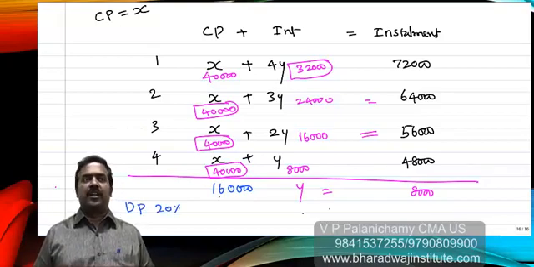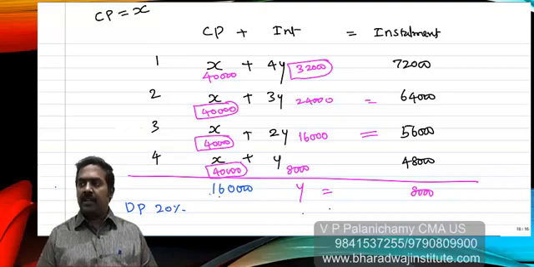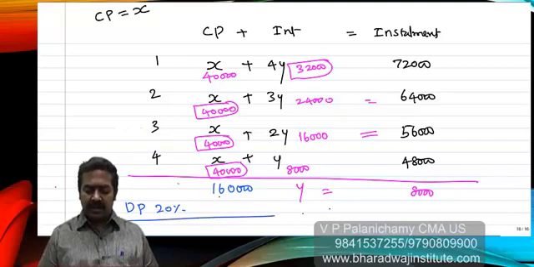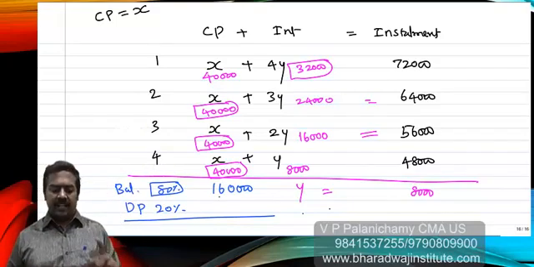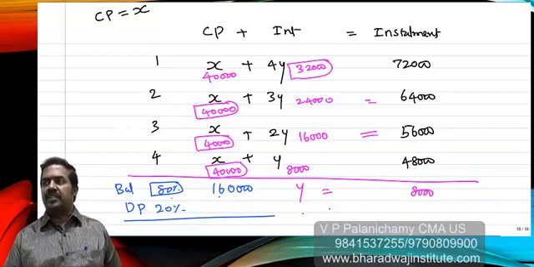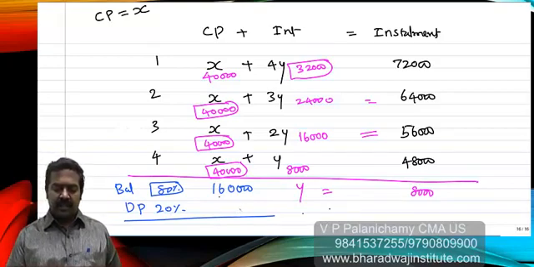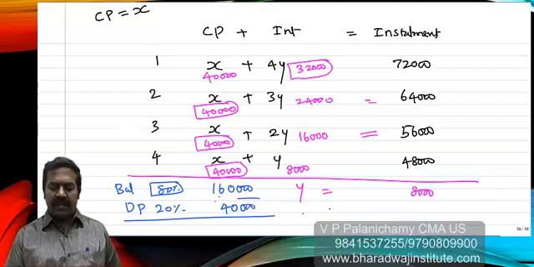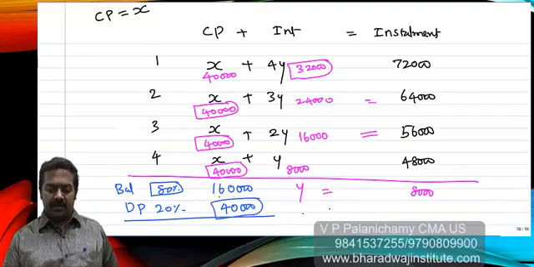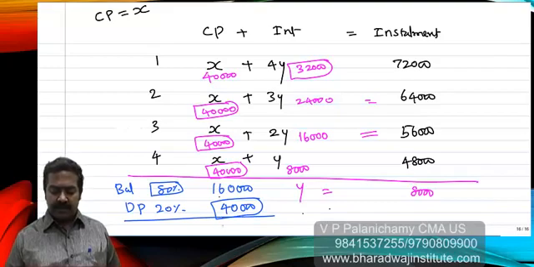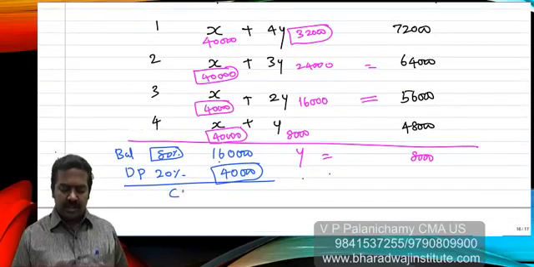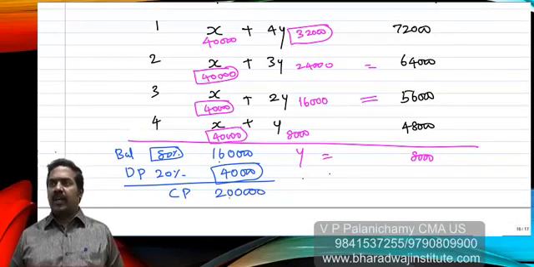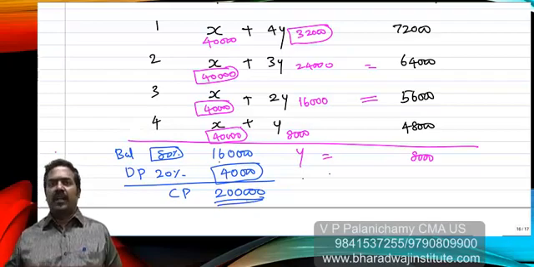Down payment is how much? 20% not on 1,60,000, but 20% on the cash price. If the down payment is 20%, what will be the balance? 80%. So 20 by 80 into 1,60,000, how much would it be? 40,000. If 80 is 1,60,000, what is 20? 40,000. If you add, you will get the cash price. What is the cash price? The cash price is 2 lakhs. You can cross check also. 2 lakhs into 20%, how much would it be? 40,000.